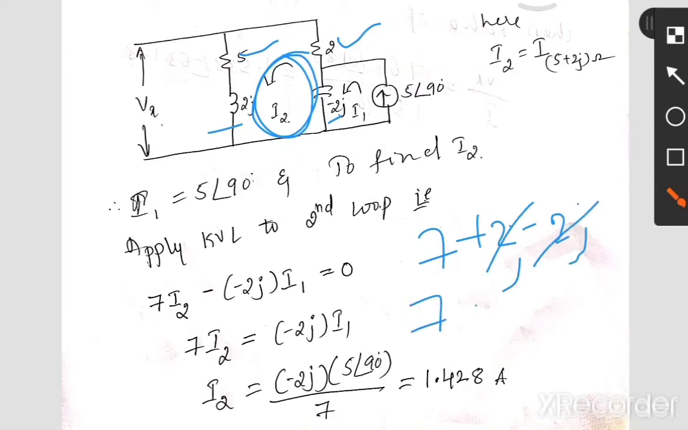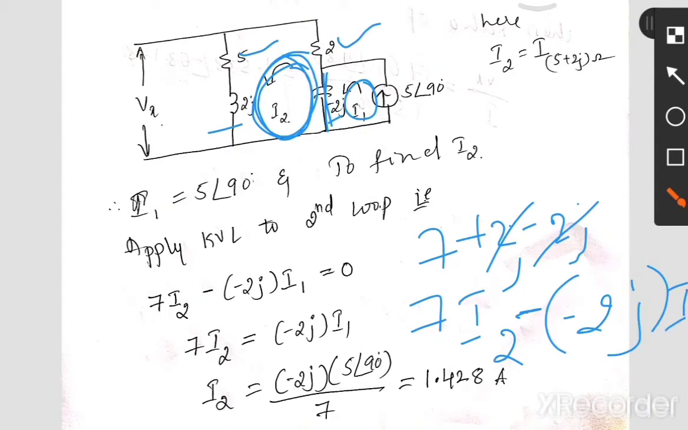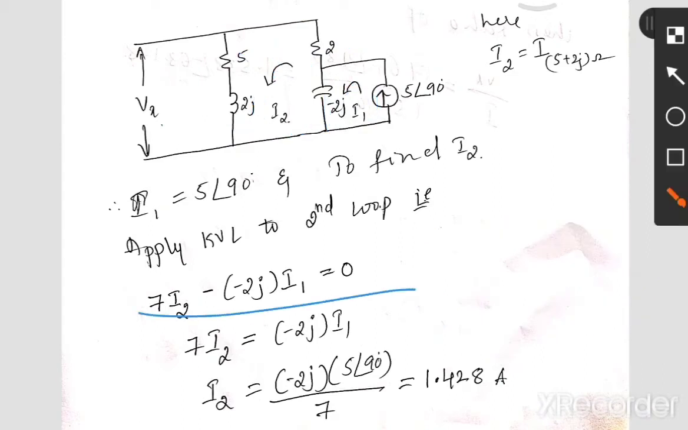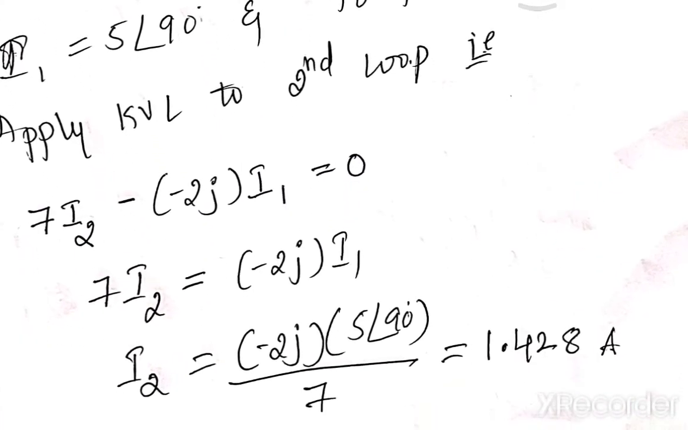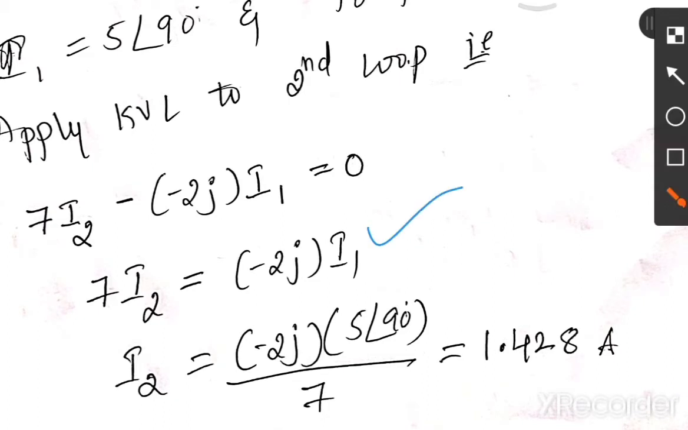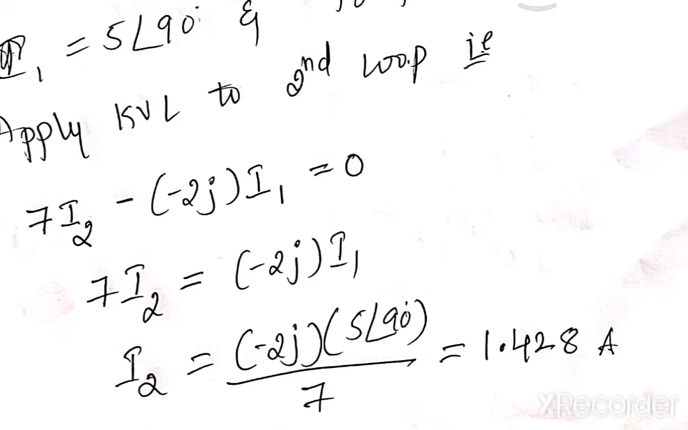So 7 I2 is there, and in the first loop you have a minus 2j, which is common for both, so it should be minus of minus 2j I1, which is equal to 0. So we know the I1 value, substitute that I1 value. Before that, send this minus sign to the other side, so it is 7 I2 equal to minus 2j I1. Next, you know the I1 value, substitute it, and I2 you will get 1.428 amperes.